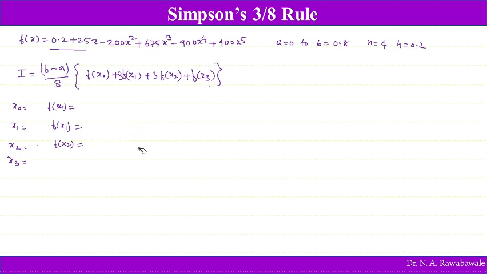See here, 1, 2, 3 segments up to x3. So we want to divide it into 3 segments, 0.8 divided by 3. We are taking only 4 points, 1, 2, 3, 4. 4 points means 3 segments, so this has to be divided into 3 divisions. If we divide it into 3 parts, 0.8 divided by 3.